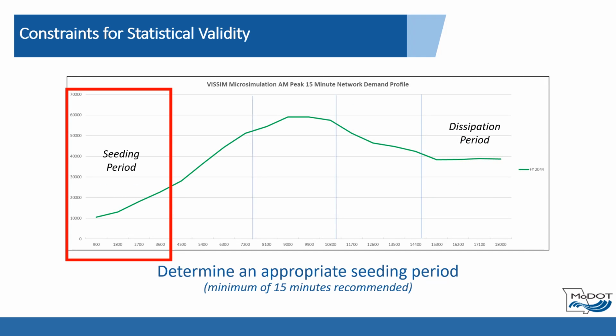Prior to peak period evaluation, determine an appropriate seating period to fully load the model with traffic. MoDOT recommends a minimum of 15 minutes of seating, or longer for larger networks where model trips need to be able to fully reach destinations.